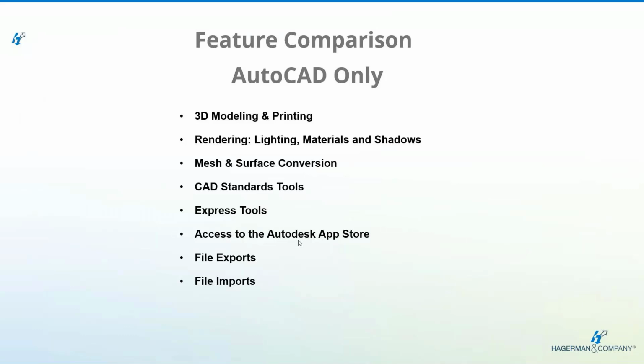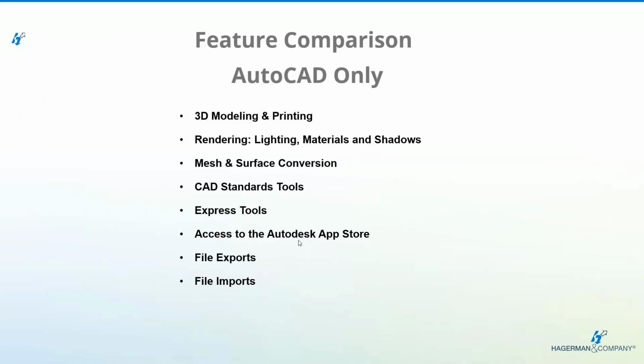AutoCAD, not LT, also in addition gives you 3D modeling and 3D printing. That's the major difference as far as the modeling part of it, the 3D capabilities in AutoCAD. That means you can do rendering with lighting, materials, and shadows. So you can produce a raster image or a photographic image of your 3D model, using different materials on objects and where the lights are and how the shadows fall. You can do a pretty good photorealistic rendering in AutoCAD that you can't do in LT.